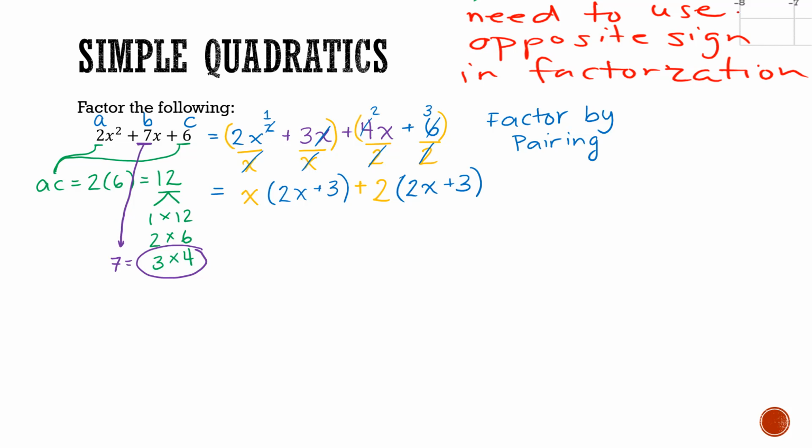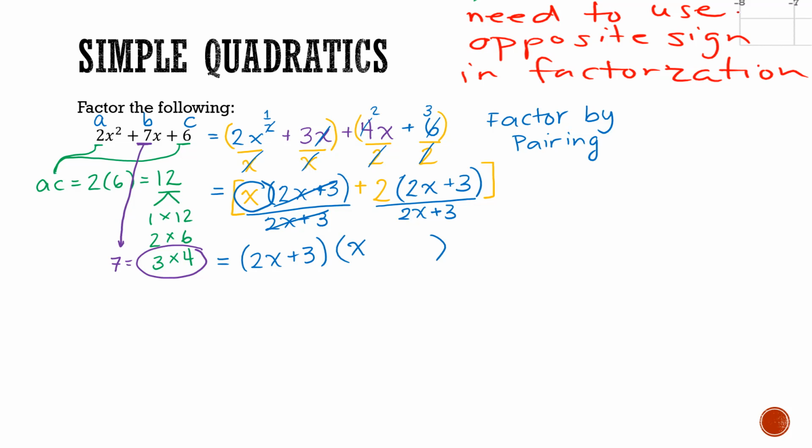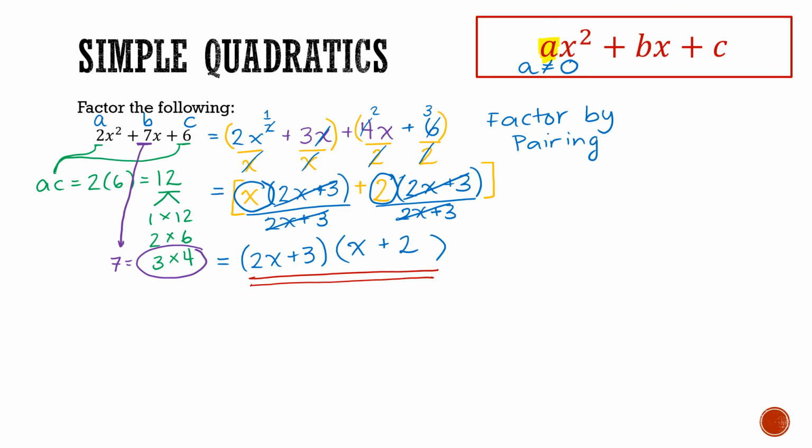Now what I can see is that I have two terms, each with a common factor 2x plus 3. If I factor that 2x plus 3 out of this entire expression, I can get 2x plus 3. Now let's divide each one of these terms by 2x plus 3. So dividing the first term, I have 2x plus 3 canceling each other out, and I'm left with x. And then in the second term, I've also got 2x plus 3 canceling each other out, and I'm left with 2. Now, I have my original expression fully factored as 2x plus 3 times x plus 2. Let's do another couple of examples to solidify this approach.